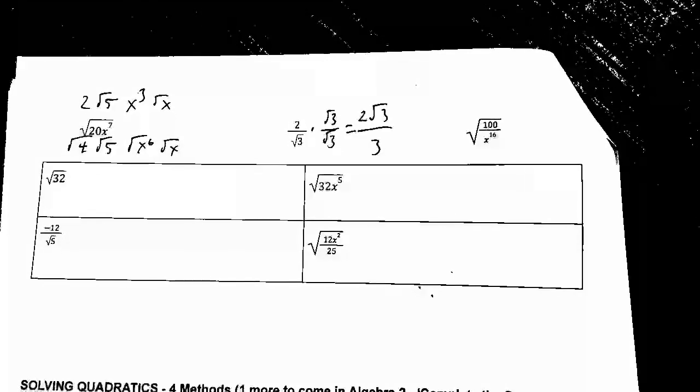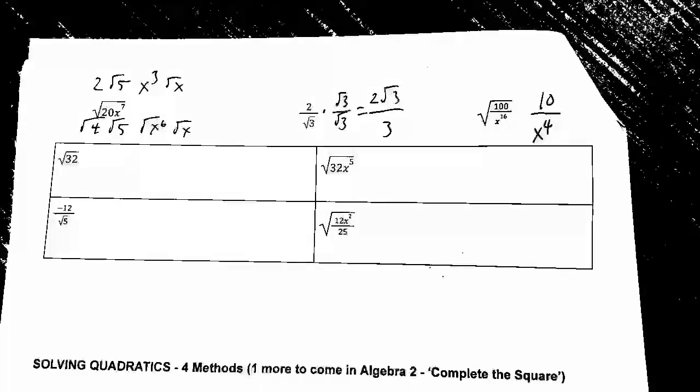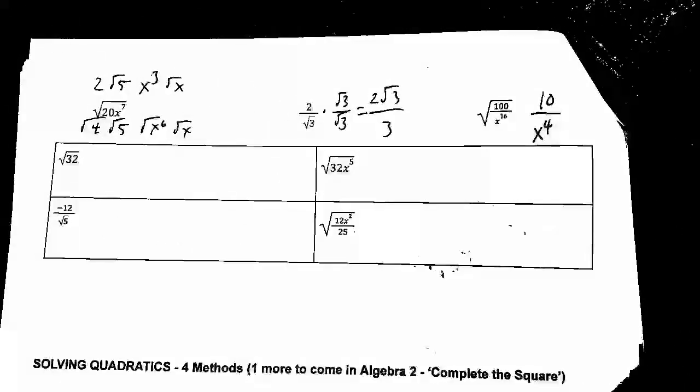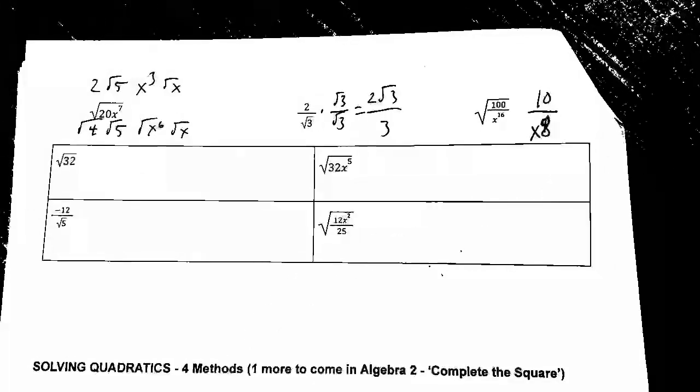Okay, how about the last one here? Root 100 over x to the 16th. What's that? 10 over x to the 4th. Okay? Why is it x? Wait, no, it's x to the 8th. Oh my goodness, that was an air ball.